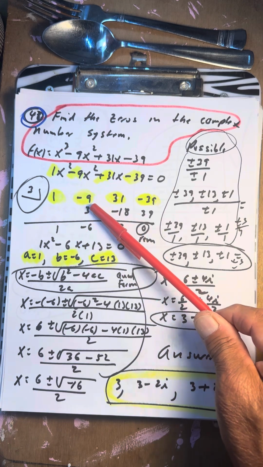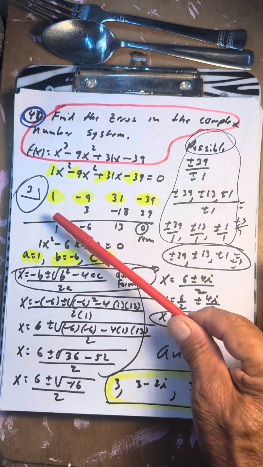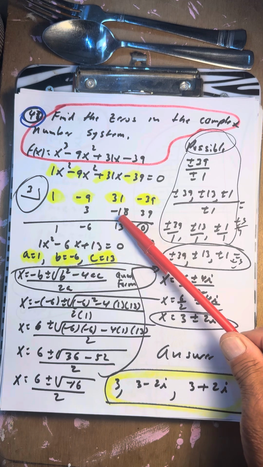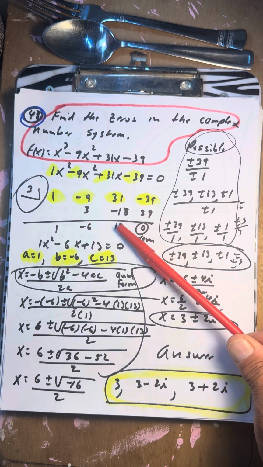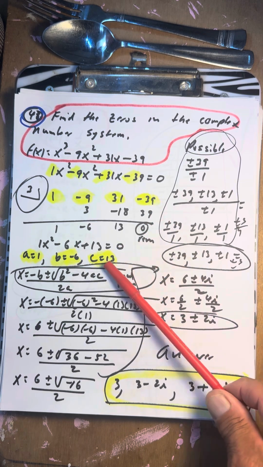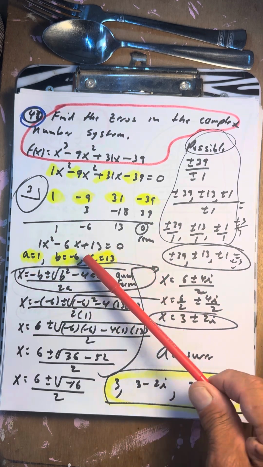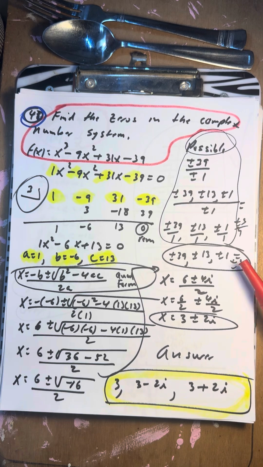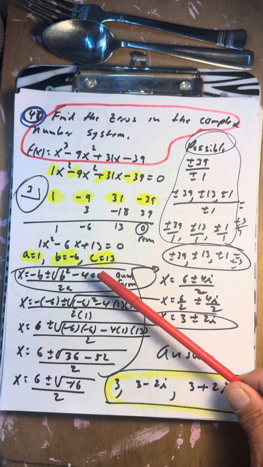Negative 9 plus 3 is negative 6. That's negative 18, and that's going to give you 13. And that's going to be 39 minus 39 is 0. But again, you can't factor this one. And yes, the 3 was necessary. I jumped it, but now we have it.